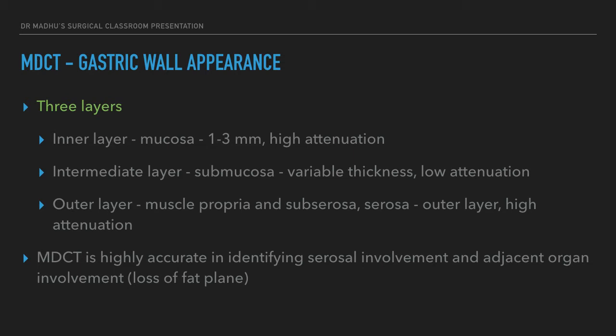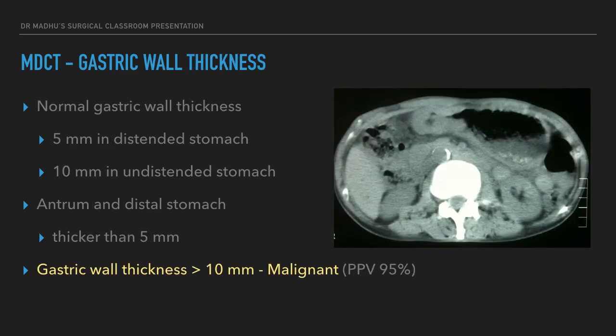Further, we have to note that MDCT is highly accurate in identifying serosal involvement and adjacent organ involvement by the loss of fat plane. This is particularly useful for a surgeon before planning a gastrectomy. The normal gastric wall thickness is up to 5 mm in a distended stomach, while it is up to 10 mm in an undistended stomach. Compared to the proximal regions of the stomach like fundus and the proximal body, the antrum and distal stomach is a little thicker. It may be more than 5 mm and still it may be normal.